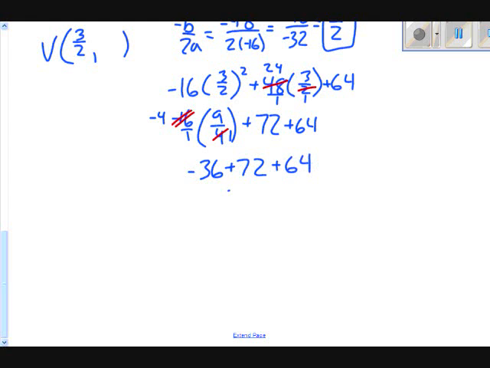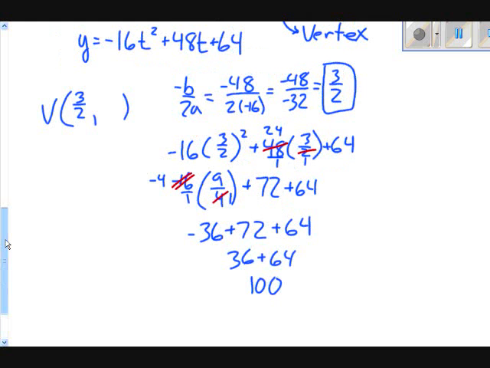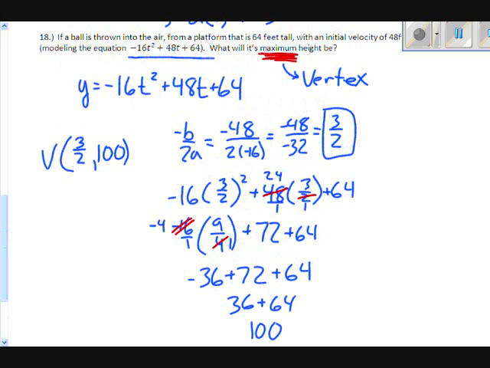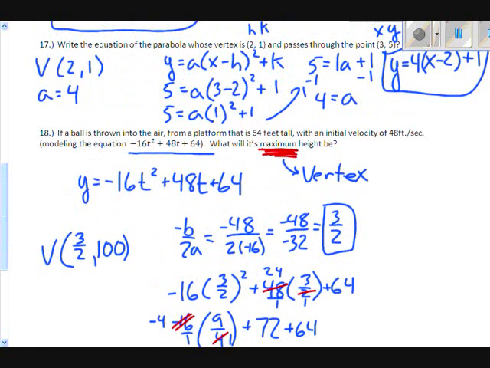Negative 36 plus 72 is a positive 36. And positive 36 plus 64 is 100. So I found the vertex. But keep in mind, I'm not quite done yet. It asks, what will its maximum height be? And if I'm talking about height, am I talking about the x or the y? Well, x talks about the horizontal shift, okay, left and right. The height has to be the y, so we're talking about the y value here.